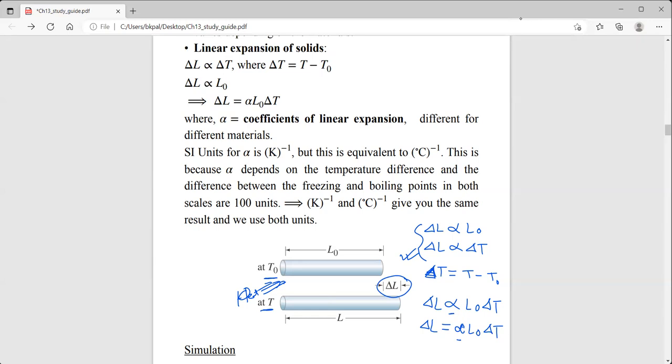Now what is the unit of alpha? The standard international unit of alpha is inverse Kelvin. Because it depends on the change in temperature, delta T, the value in inverse Kelvin is exactly equal to the value in inverse degree Celsius.